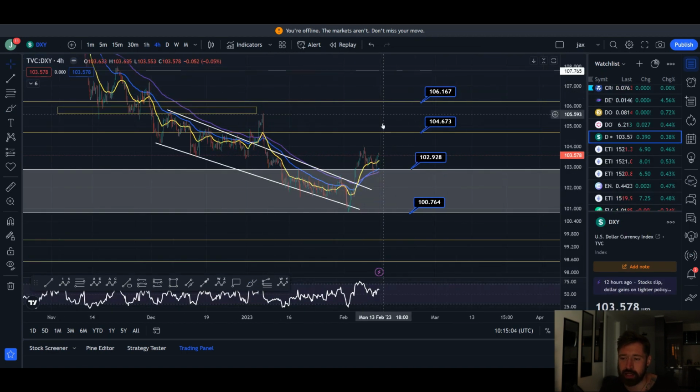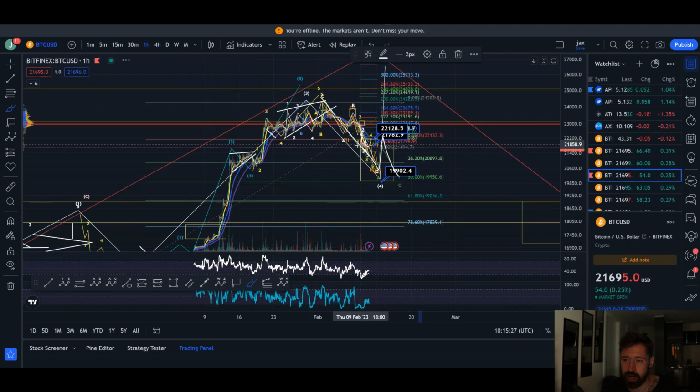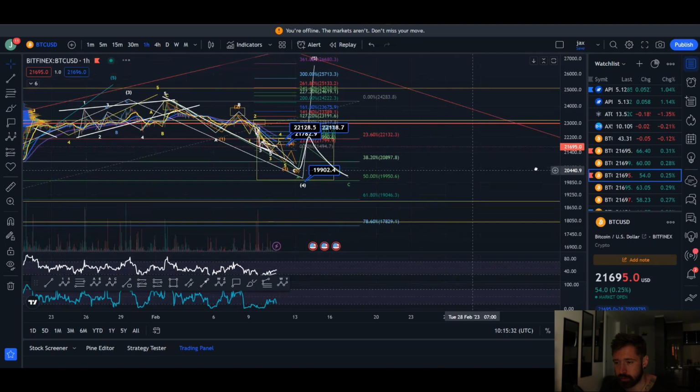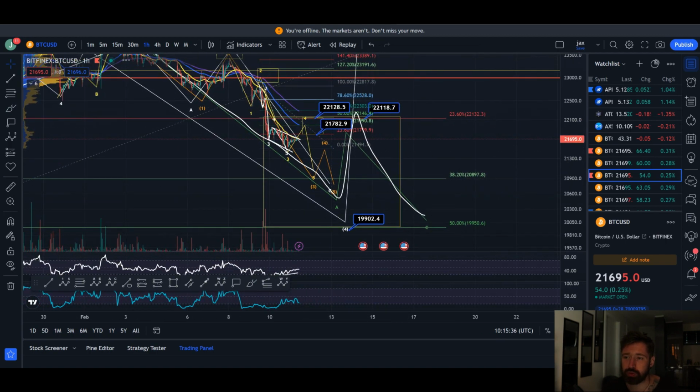Looking at the DXY, I mentioned to watch 102 and wait for the reaction, and that's exactly what we've seen here. We're starting to see a reaction off 102. So we may see that continuation up to 104 unless we print a double top with a bearish divergence. But if we do see continuation up to that next level of resistance, you will continue to see the price of Bitcoin fall. But you might see a little bit of rollover in the short term, which will allow Bitcoin to put in that wave 4 that we're looking at here, coming up in a wave 4 between 21.7 and 22.1.